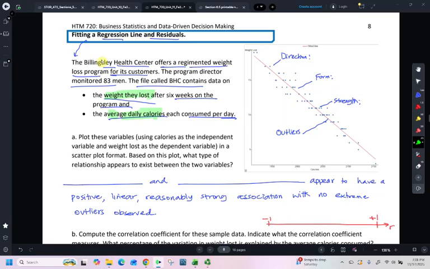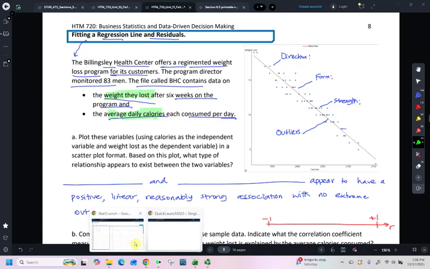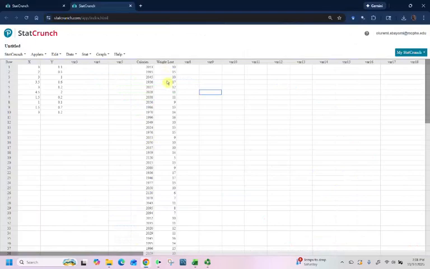And to do that, let's see the raw data set. So I'm going to pull up the raw data set. Here is the data set. I have calories and weight lost. I would think that the weight lost would depend on what calories consumed.